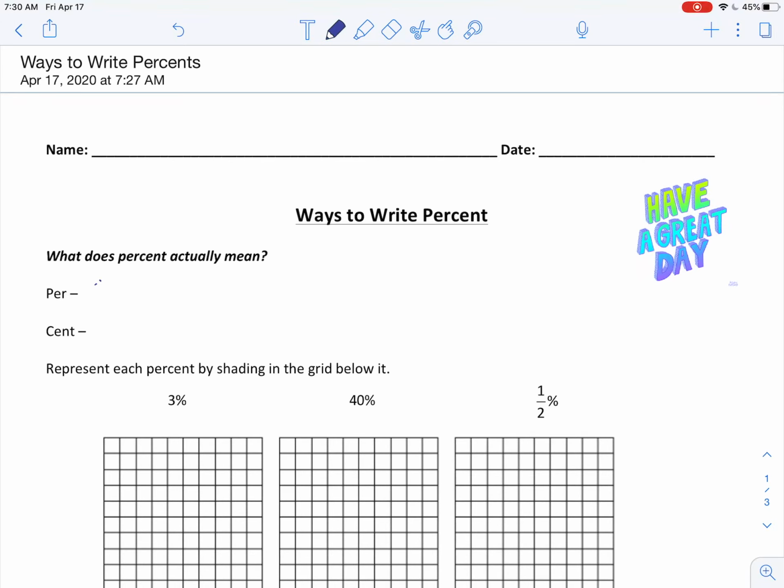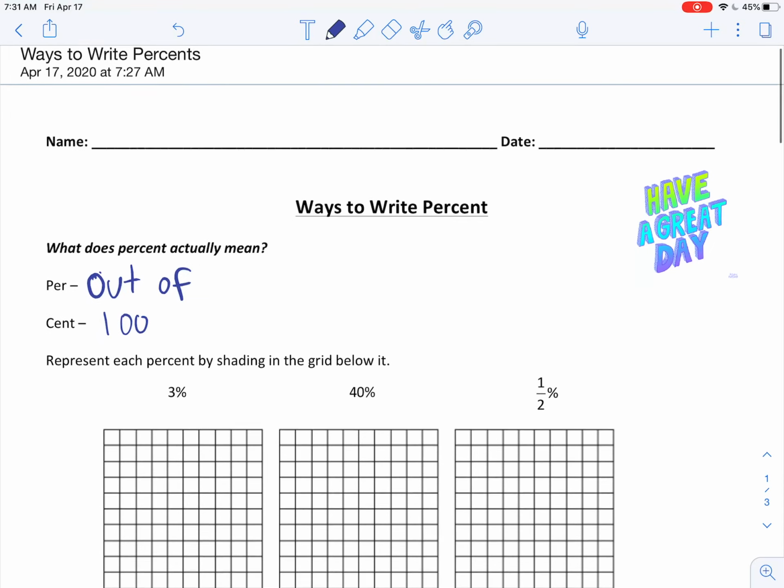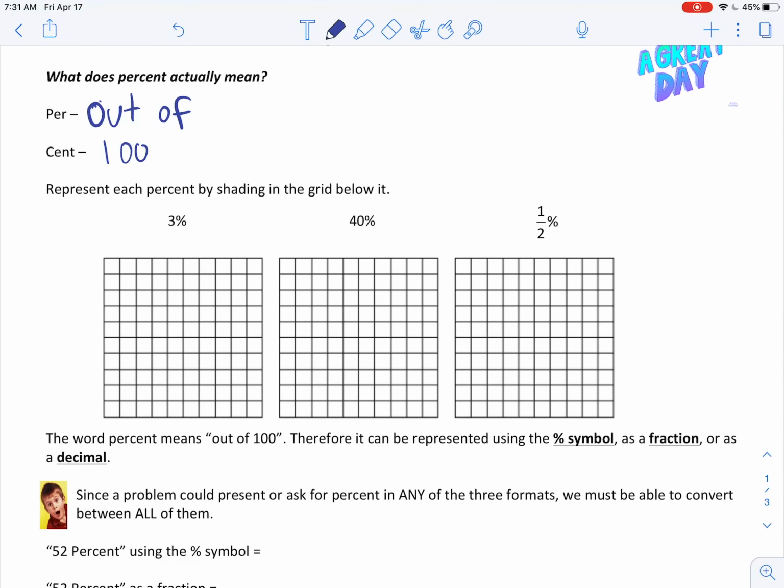Per means out of, and cent means 100. So if you put that all together, percent means out of 100. So represent each percent by shading in the grid below. Okay, each grid is 100 squares. So if I want 3% or 3 out of 100, I'm going to shade in 3. Doesn't matter which 3. I'm just going to go right down here, 1, 2, 3. It could be any 3 though.